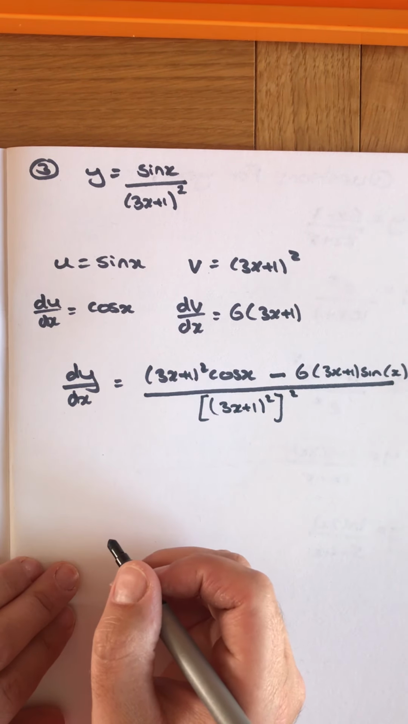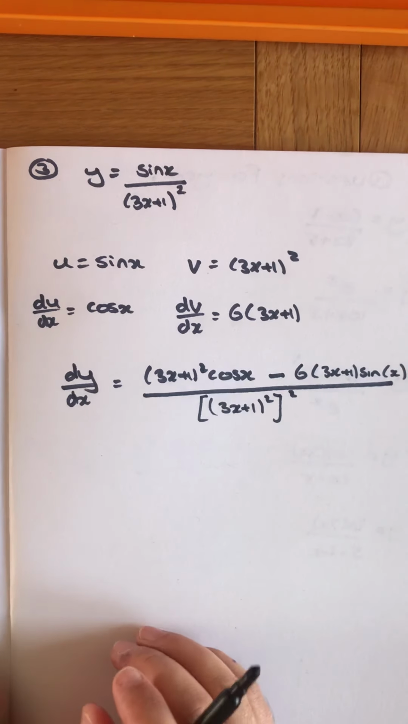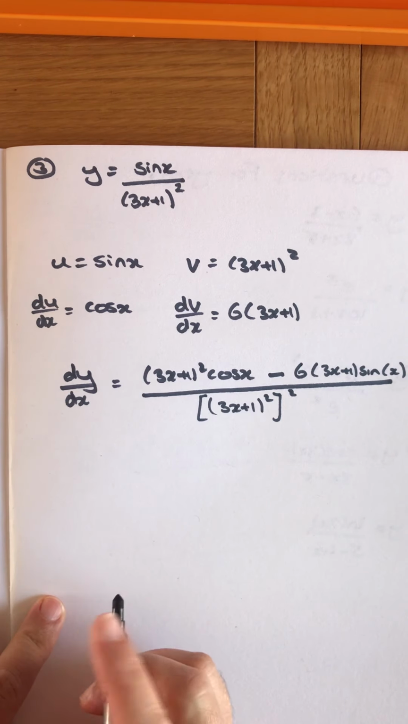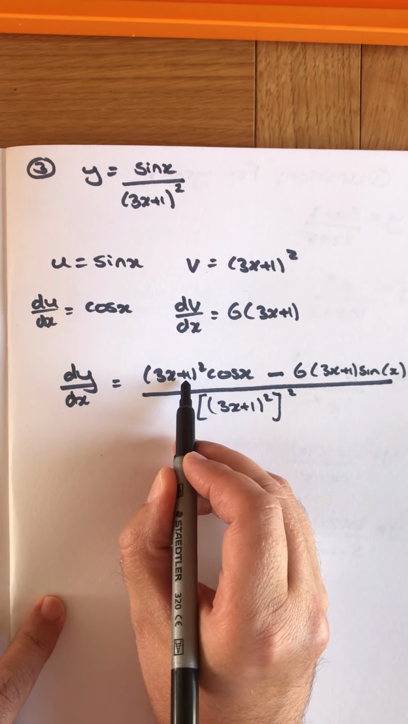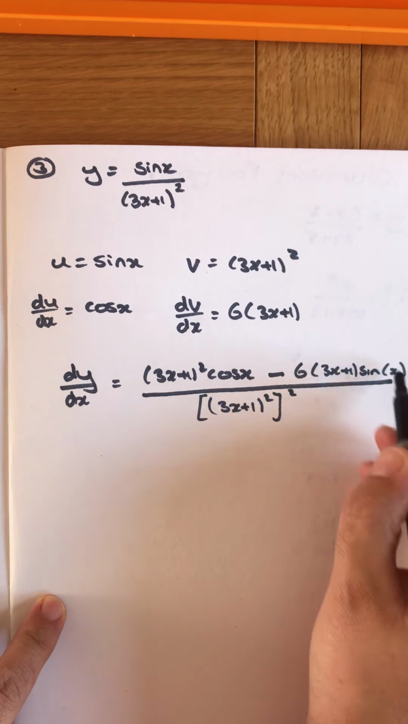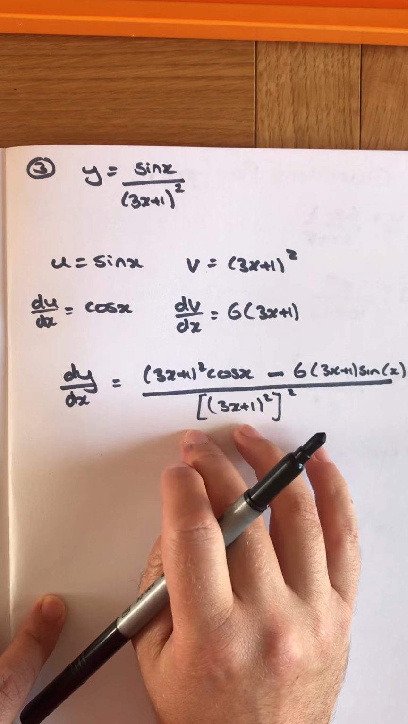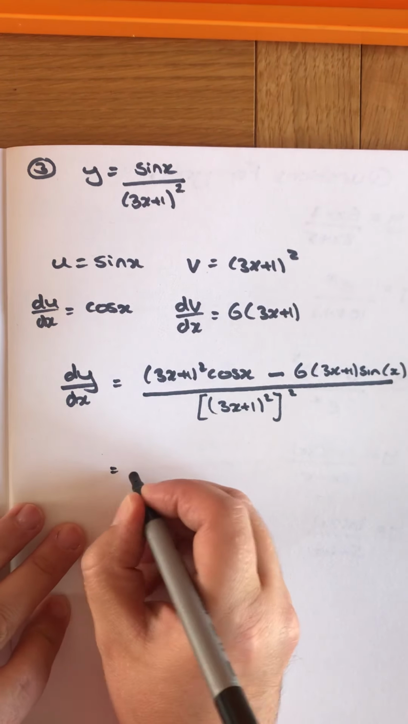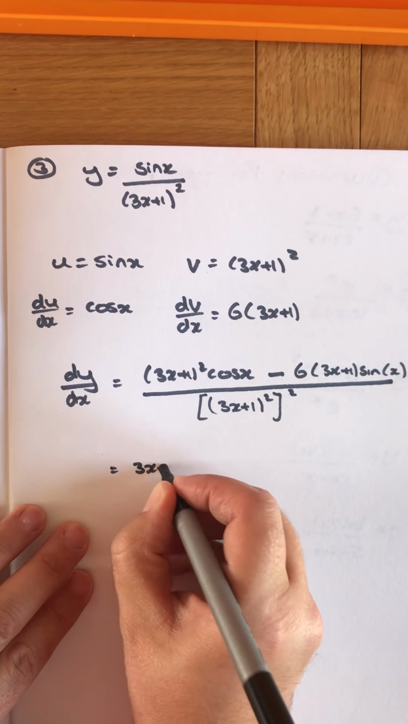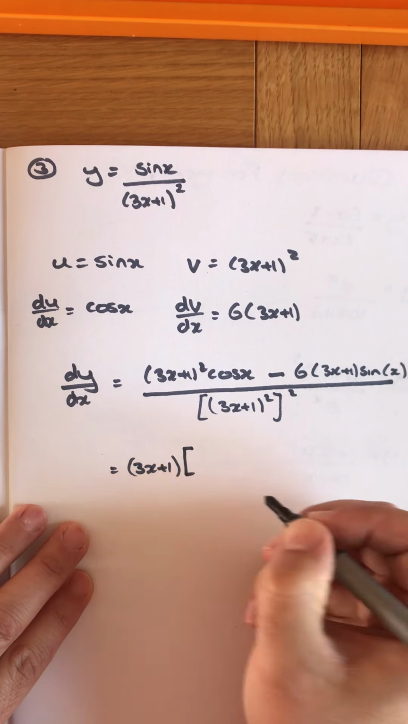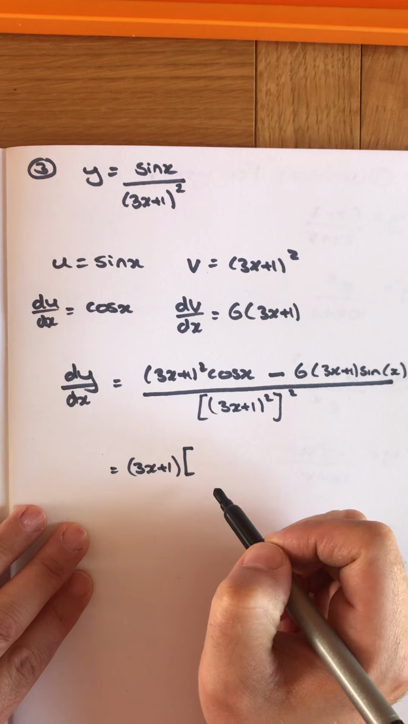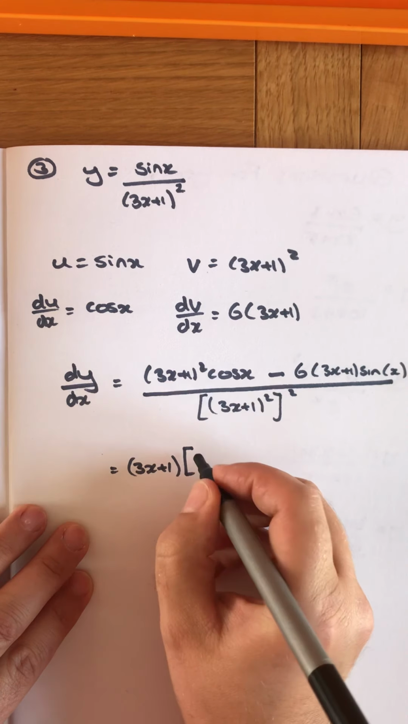But I do want to tidy up my answers as always. Again, could just stop there, but if there's a little bit of tidy up we can do. And in this case, we've got a 3x plus 1 bracket on the top and another 3x plus 1. So I'm just looking at the top because the bottom is factorised. So on the top, we've got a 3x plus 1 as a common factor. Then I'm going to open up and then what have I got to get? I need another bracket and a cos x.